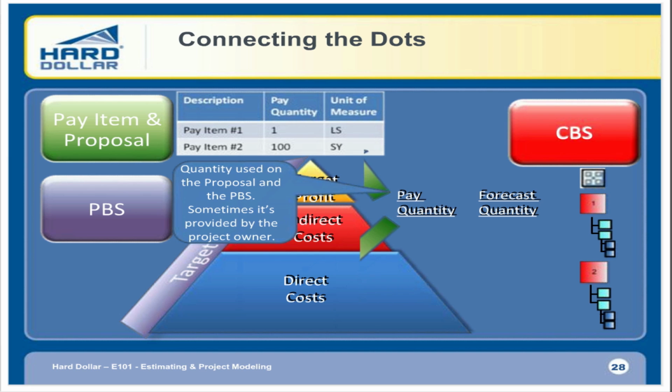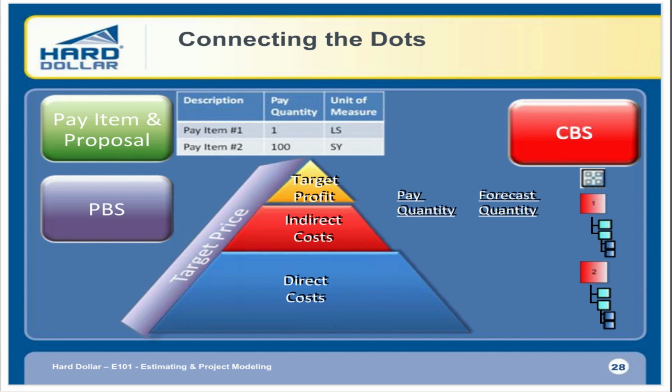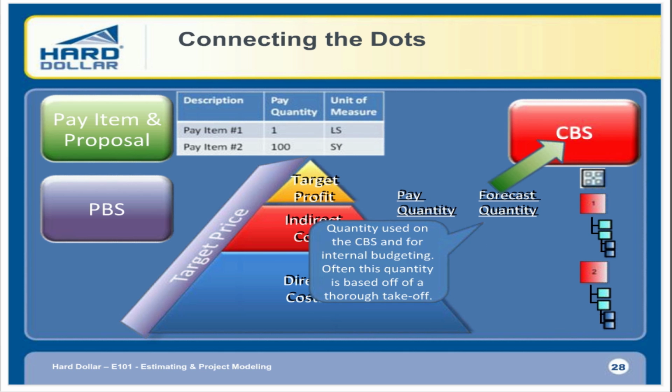Recall that we established our forecast quantities in the CBS, and the pay quantities, which are sometimes provided by the project owner, are established on the pay item and proposal form. These quantities are used on the proposal and in the PBS. The forecast quantities from the CBS are used for internal budgeting. Oftentimes, the forecast quantities are based off of a thorough takeoff.